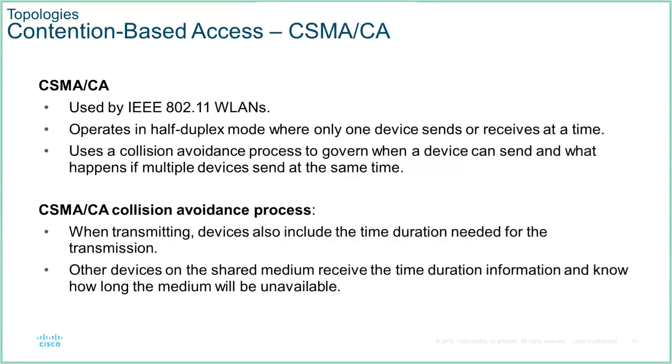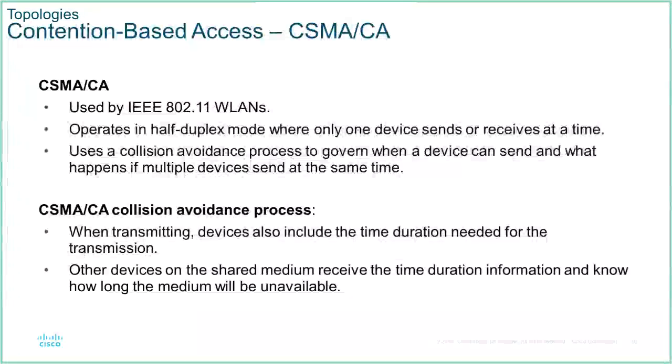So in collision avoidance, what we do is we let the access point control the traffic. When a device wants to send information, it sends a signal to the access point saying, I want to send you some info, and it's basically got a traffic light. It says, yes, you can send, or no, you can't.